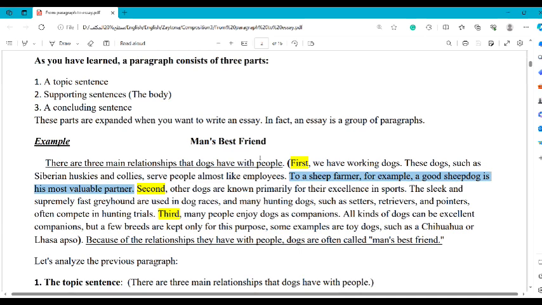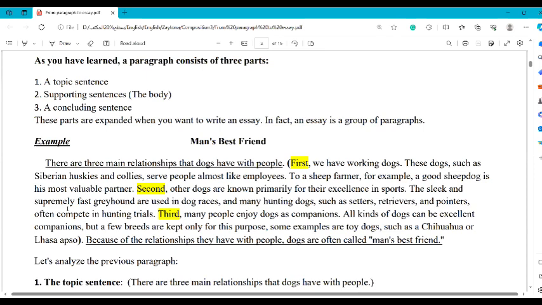So this is the first idea, or the first relationship, of dogs with people. The second idea, we will talk about the second relationship of dogs. Other dogs are known primarily for their excellence in sports. So they are very good at running. The sleek, it is a type of dog, and supremely means extremely or very.